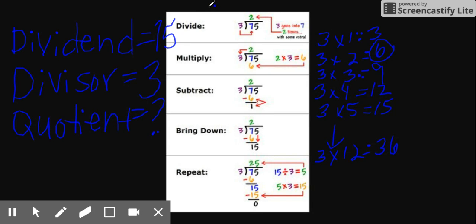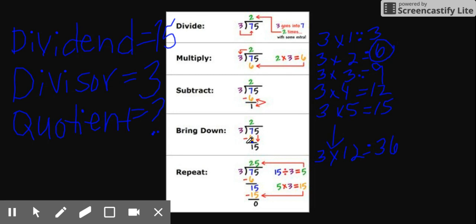My next step would be to multiply, and I'm going to multiply the number I just wrote on top of the box times my divisor. 2 times 3 is 6. And then my next step is to subtract. 7 minus 6 is 1. And my next step would be to bring down the next number beside the 7, which is a 5. And so now this is my new dividend.